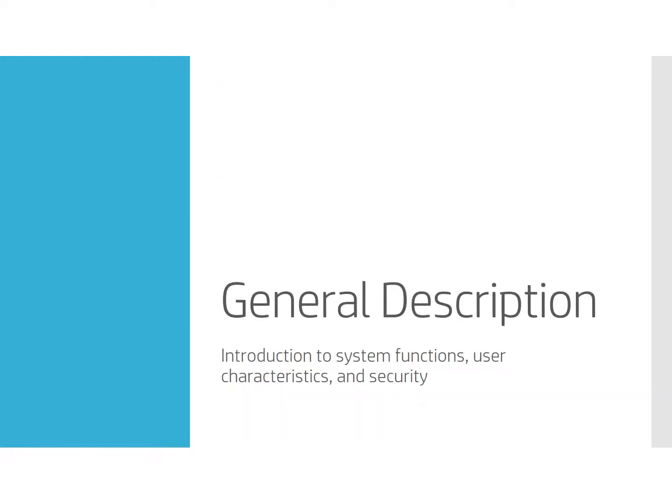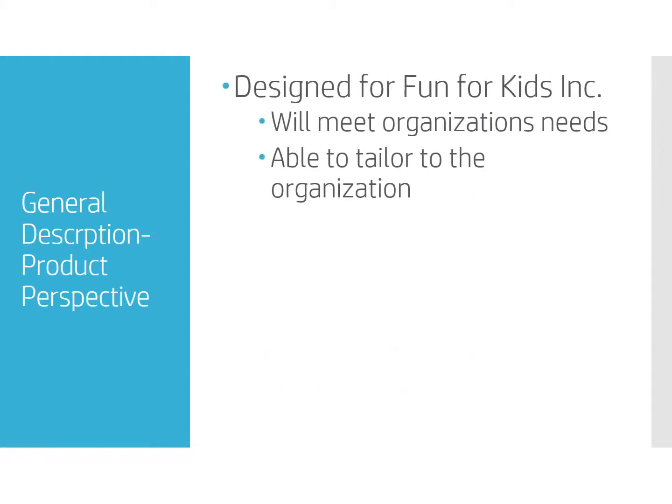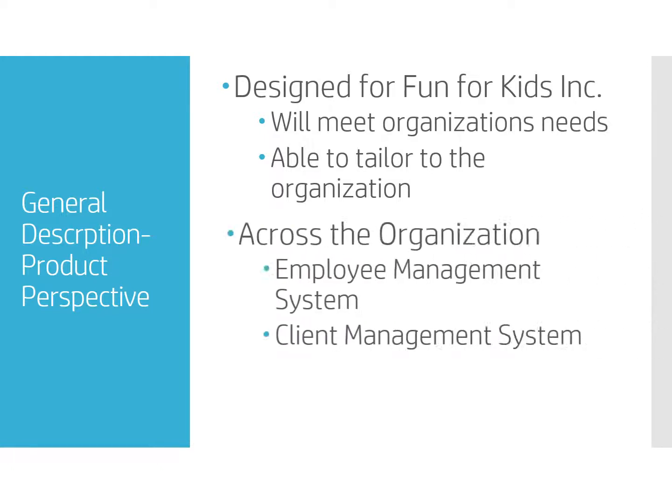We are now going to move on to a general description of the system, which will include an introduction to systems functions, user characteristics, and system security. This system, the shipping system, is specifically designed for Fun for Kids, Inc. We are able to tailor the system to the organization and thus will be the best fit to meet our organization's needs.